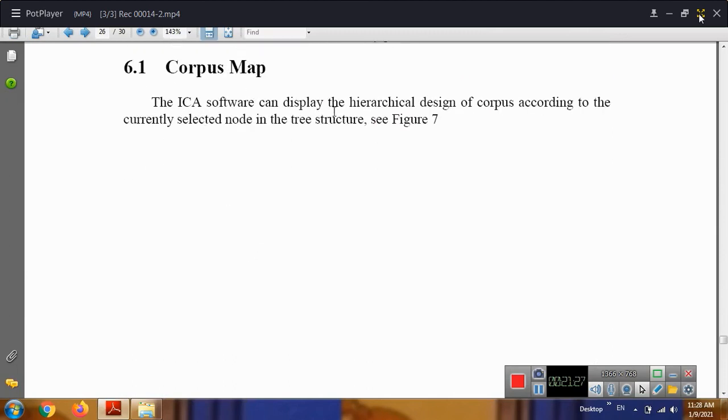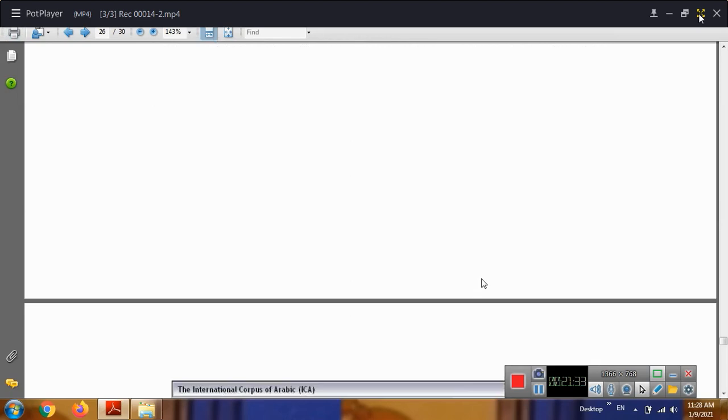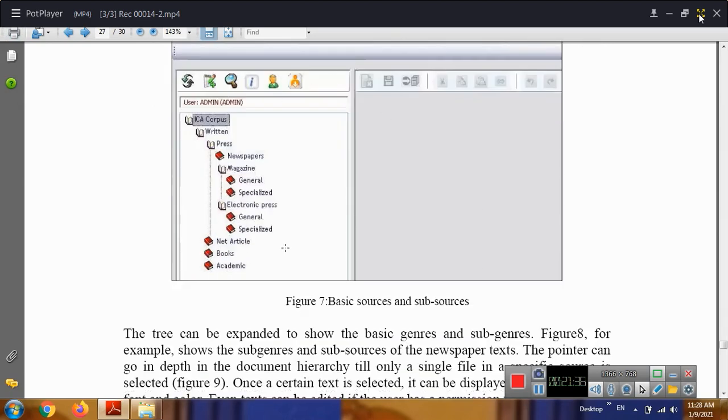About the corpus map, the ICA software can display the hierarchical design of the corpus according to the currently selected node in the tree structure in this way.